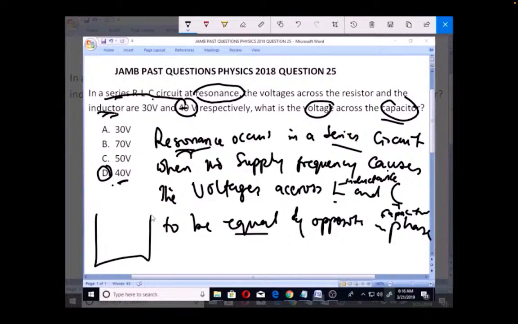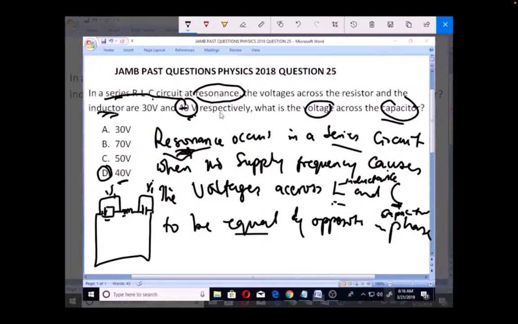So this is the kind of circuit that we're talking about. You have the capacitor, it's in series with the resistor, and this is the inductor. So the voltage in the inductor, if it is V1, then the voltage in the capacitor is going to be V1 too. So in this case, we say that there is what? Resonance. So resonance occurs when the supply frequency causes the voltage across both the inductor and the capacitor to be equal. And in this case, it is 40, and that is the answer.